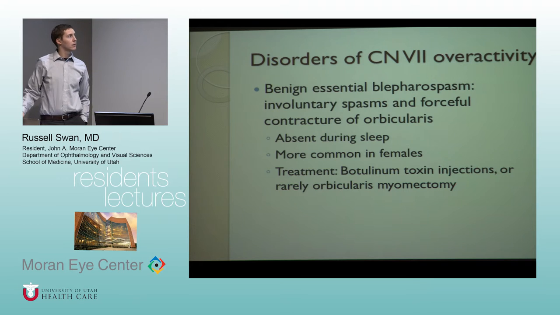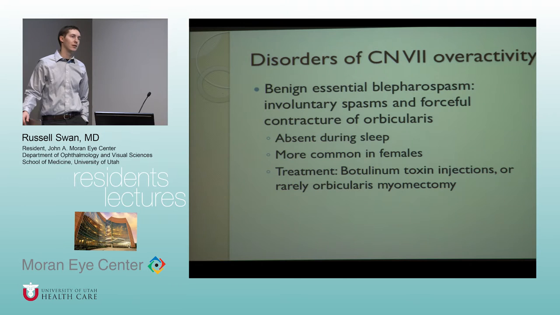And then the last area worth discussing on the seventh nerve in terms of clinical anatomy is the overactivity syndromes. The first of these, and probably the most common, is benign essential blepharospasm, which certainly we see quite frequently in Dr. Crum and Dr. Patel's clinic, and also in neuro-ophthalmology. It's an involuntary spasm of the orbicularis that's quite forceful.